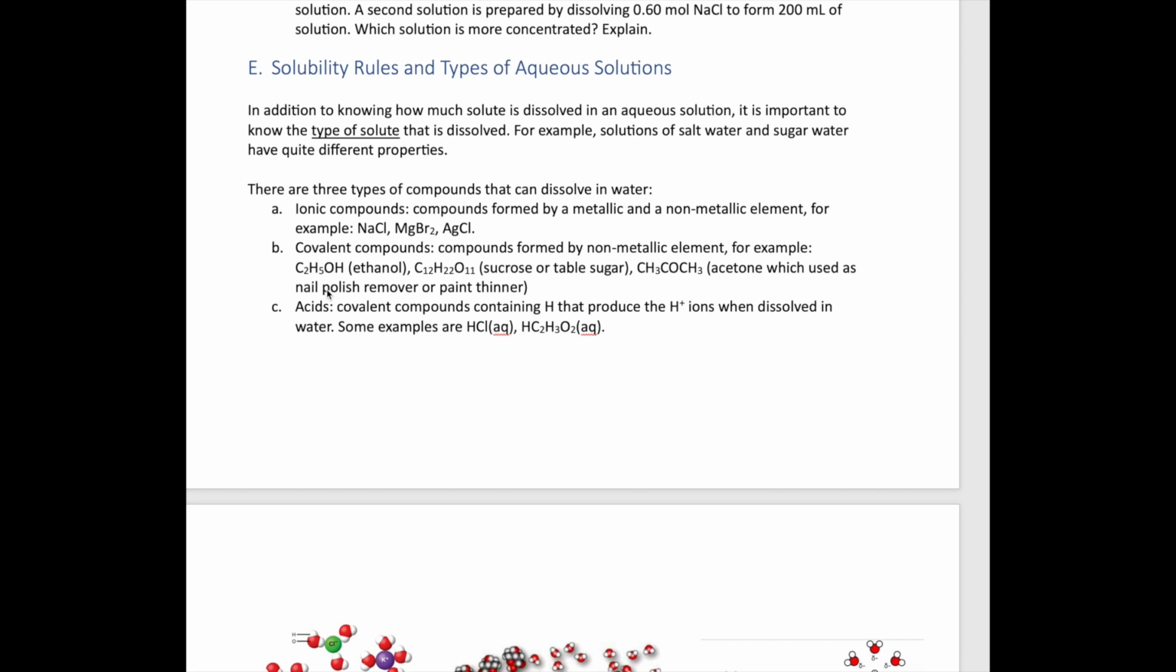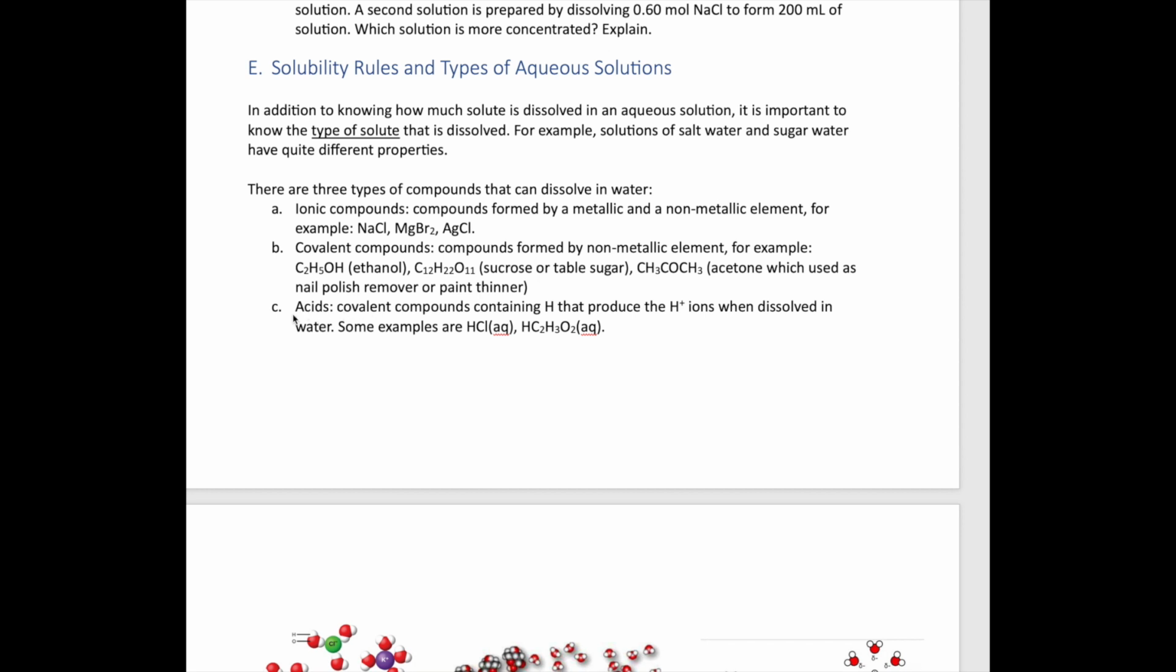Another huge category of compounds that can dissolve in water are covalent compounds. These, remember, are just compounds composed of only non-metallic elements. So for example, ethanol, C2H5OH, sucrose or table sugar, which has the formula C12H22O11, acetone, something we use as paint thinner or nail polish remover, CH3COCH3, and a lot of other compounds as well that will dissolve in water.